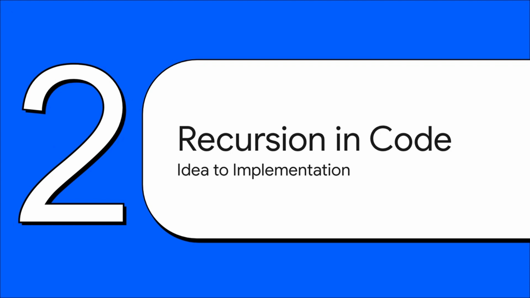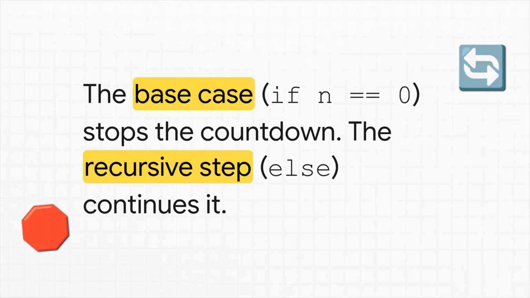Okay, so that's the idea, right? This cool concept of a countdown and then a climb back up with the answer. But what does this actually look like when you're writing code? How do you implement an idea like that? Well, take a look at this.